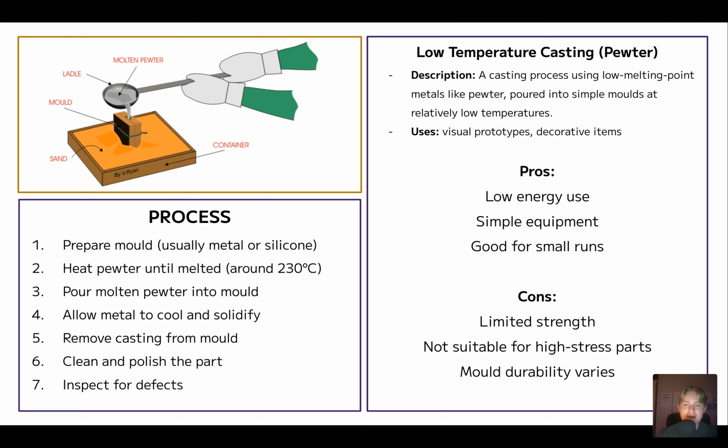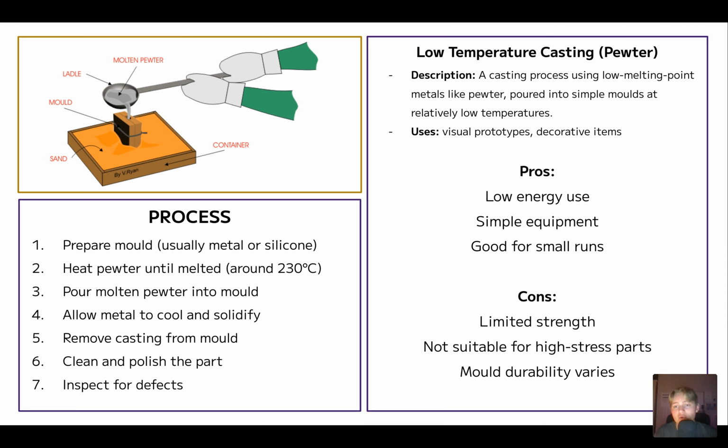So the pros of it are that it has very low energy use. You don't need a lot of energy to heat up and melt the material into a molten form. There's also very simple equipment. You don't need to create expensive casting. You can use MDF for the mold, and you probably will use MDF for the mold, especially because this is very commonly used in DT departments to teach a simple molding process.